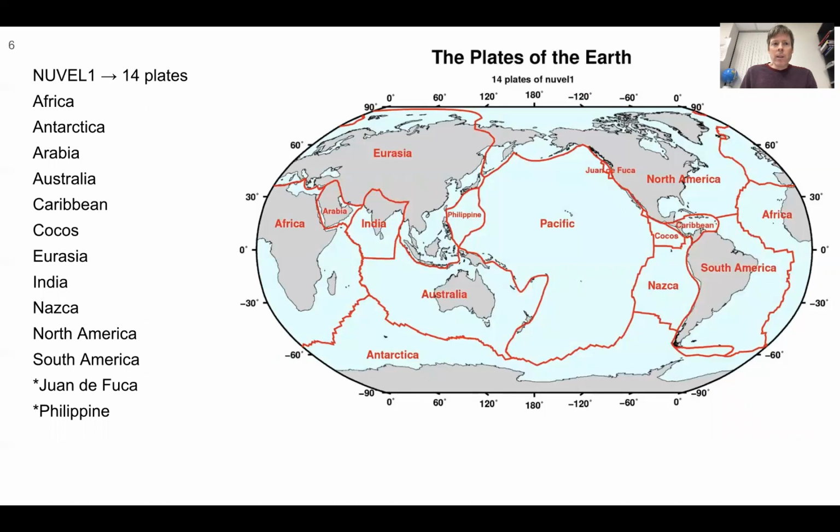Moving forward, Nouvelle 1 had two additional plates, the Juan de Fuca plate and the Philippine plate. You can see here, they characterize these motions, but they weren't a fundamental part of the model. So here we are with the 14 plates of Nouvelle 1. Four years later, Nouvelle 1A, we see two additional plates, the Rivera plate, offshore Mexico here, and this Scotia plate. So these are at 16 plates.